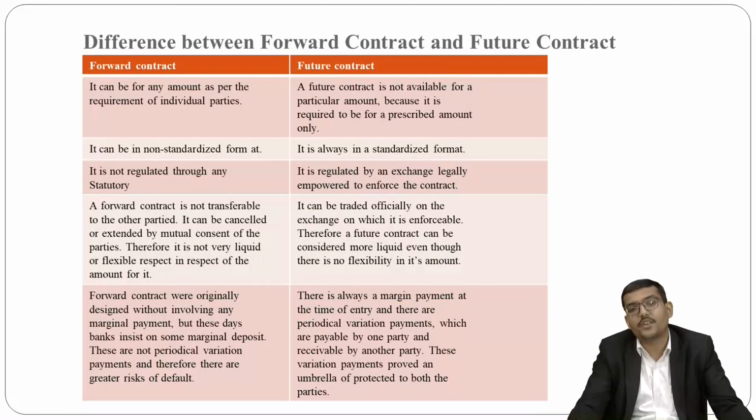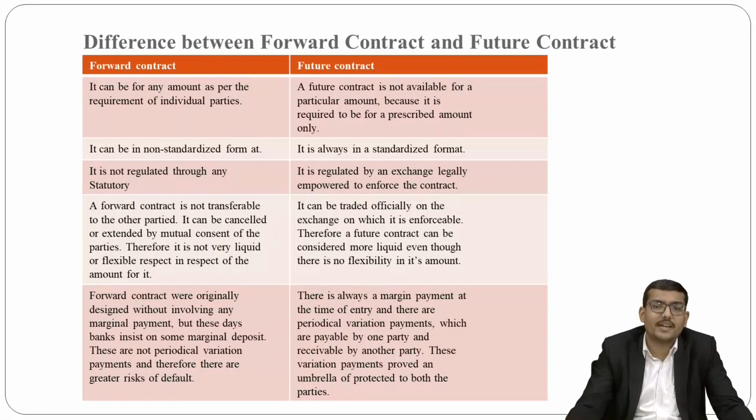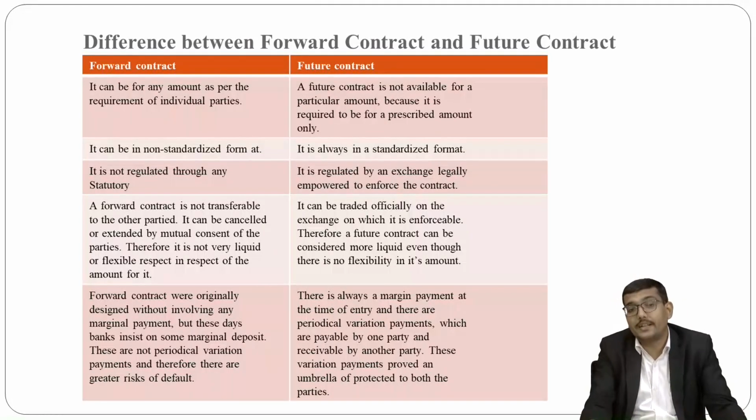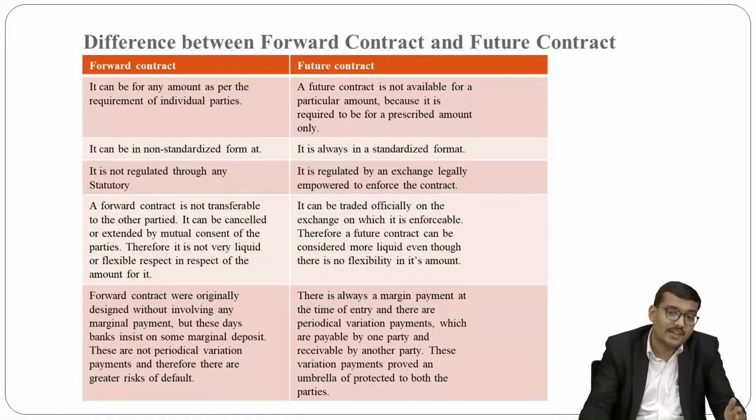While in a future contract, there is always a margin payment at the time of entry, and there are periodical variation payments which are payable by one party and receivable by the other party. And these variation payments provide an umbrella of protection to both the parties. So here protection is granted. In a forward contract, there is no protection at all. So this is, my dear friends, the difference between the forward contract and future contract.